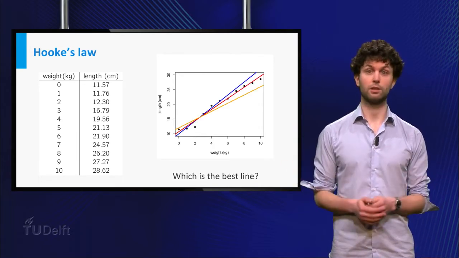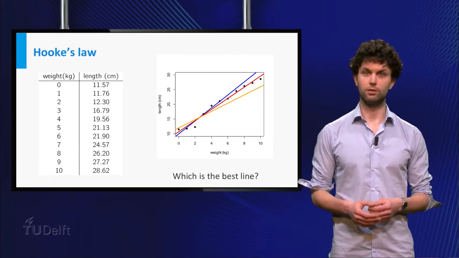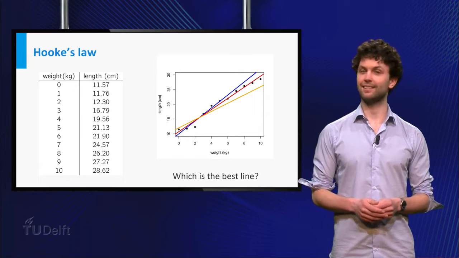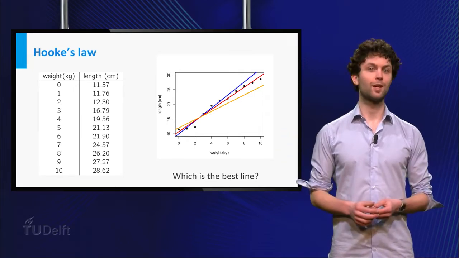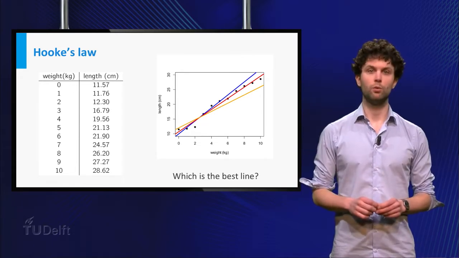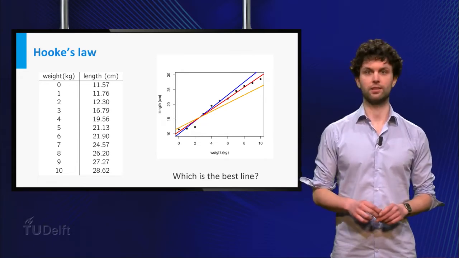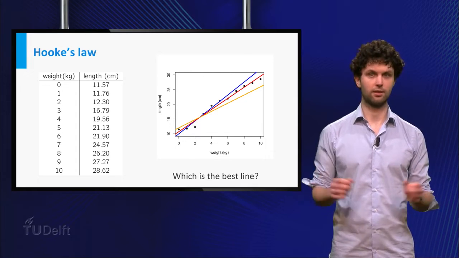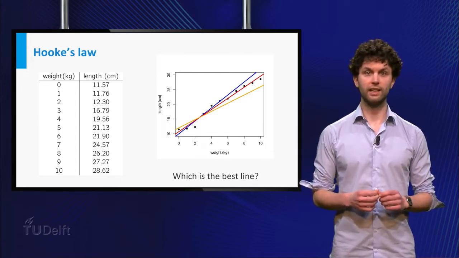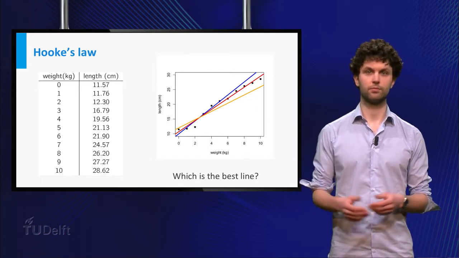For instance, look at these straight lines. Intuitively, you probably consider the red line the best. And this is indeed the case. But how do we determine which line is the best? Well, the criterion we use is the so-called least squares method, which minimizes the squares of the distances between the straight line and the points.